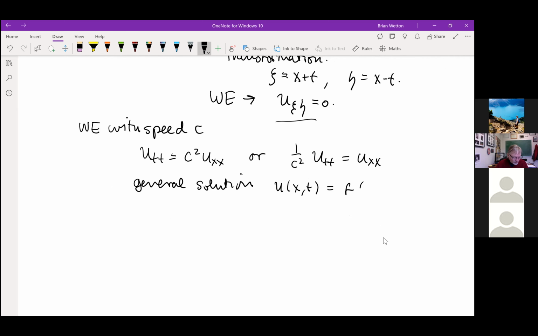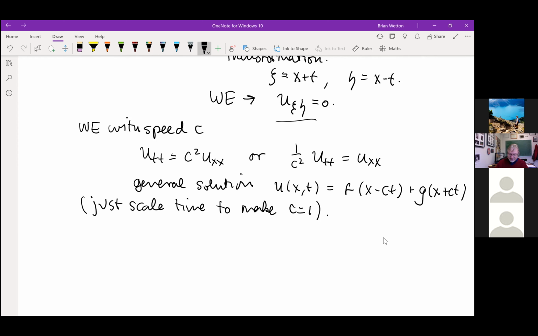A wave moving to the right with speed c and a wave moving to the left with speed c. Okay, but now we know about scaling. We could just scale time to make c equal 1. So let's just stick with the c equal 1 problem. Now that we're in this Math 400 class, we know that drill.